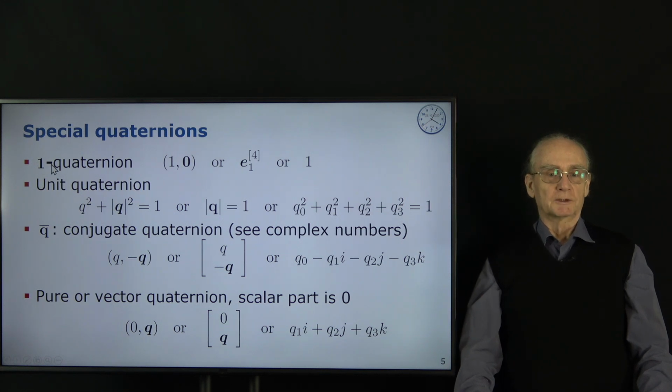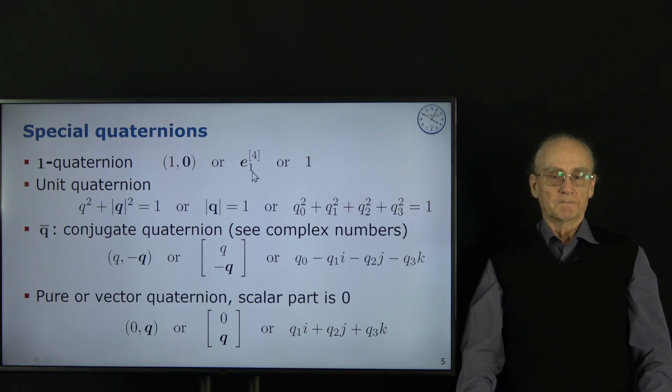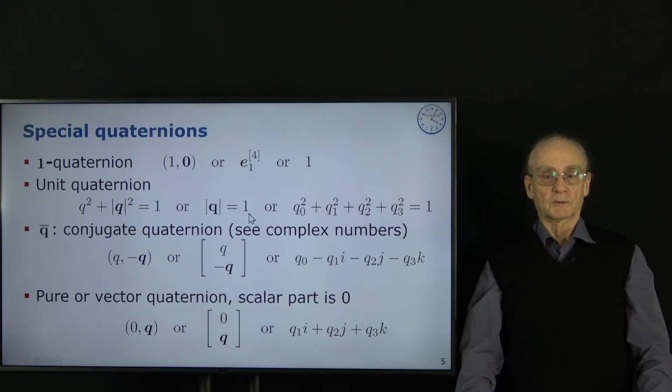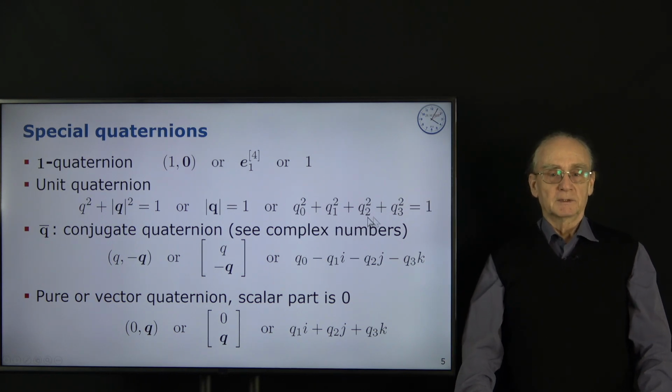So there are of course special quaternions. There's a 1 quaternion, which corresponds to the 1 in real numbers. So it's either the 1 here, or 1 without vector part, or just the unit vector e1 in 4D. Then there's a unit quaternion which has length 1. That means the length of the quaternion is 1, or the square of the scalar part plus the square of the norm of the vector part is 1, or just the sum of these 4 squares is 1. And similar to the complex numbers, we have a conjugate quaternion where we just negate the vector part.